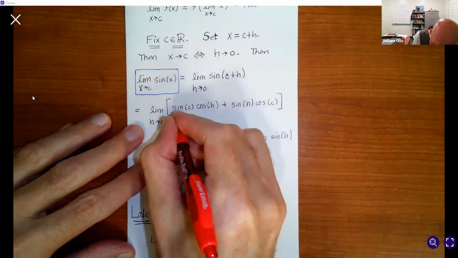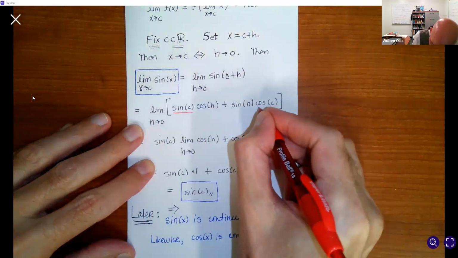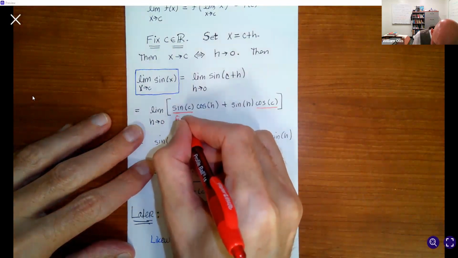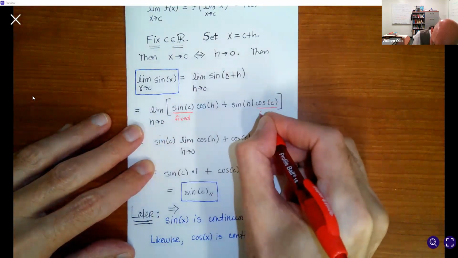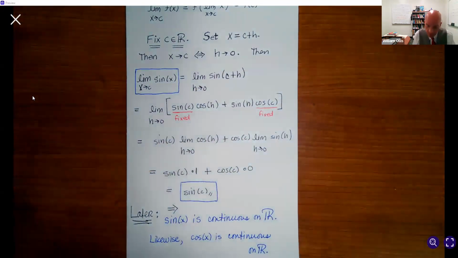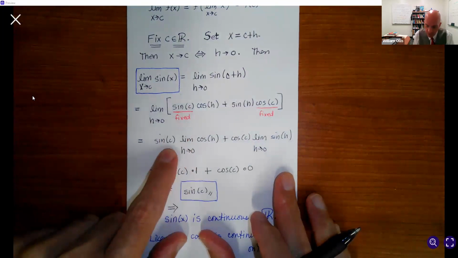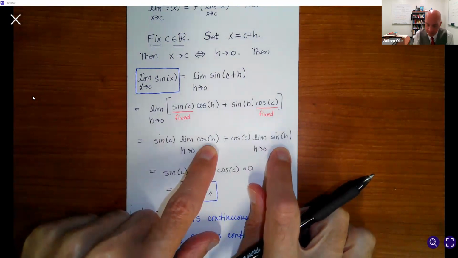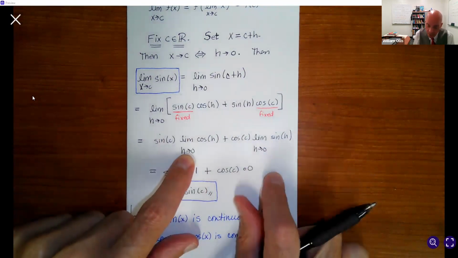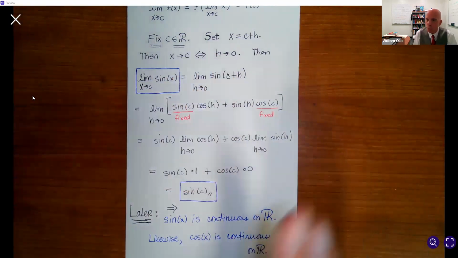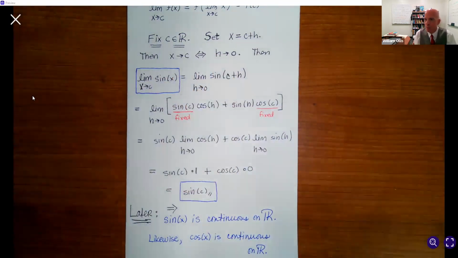Sine of c, that's a constant. That's fixed. Cosine c is a constant. So this is fixed, because c is fixed. That's a number. So what I've done here in the second step is simply factored the constants and left the varying quantities to the right of the limit sign. So now we're like, okay, well, that's nice. The h approaching 0 is why this works, because that's what we know about.